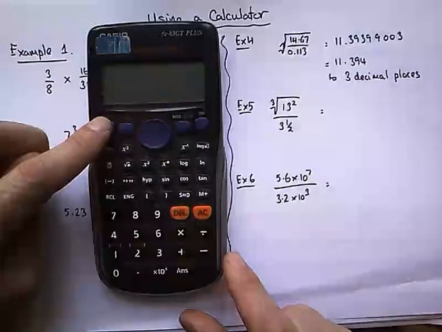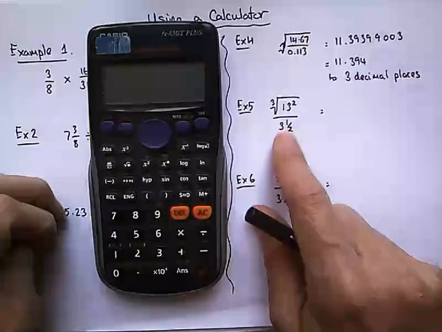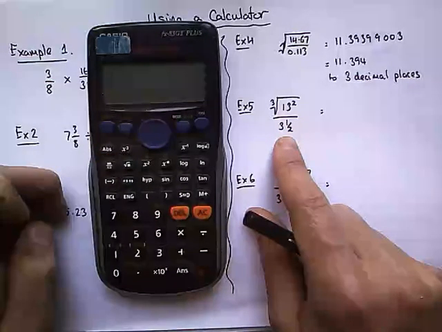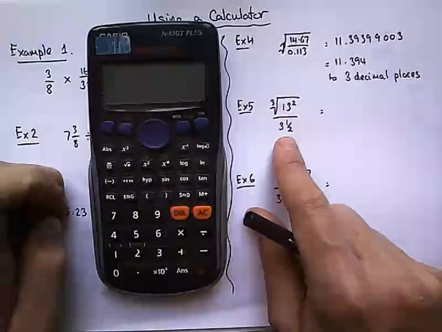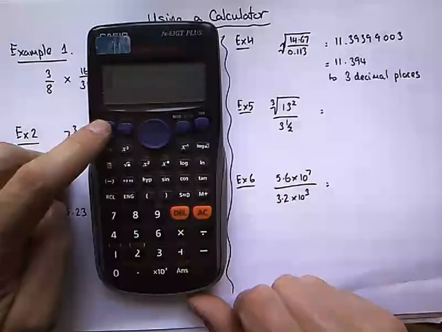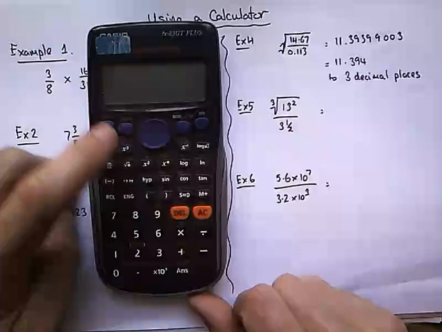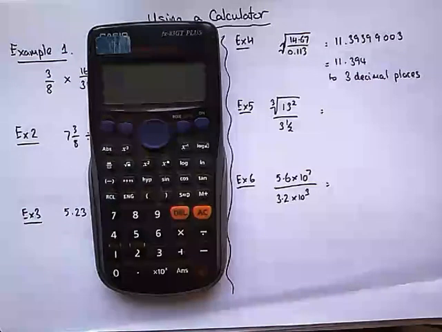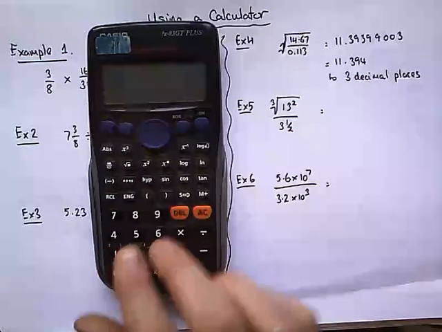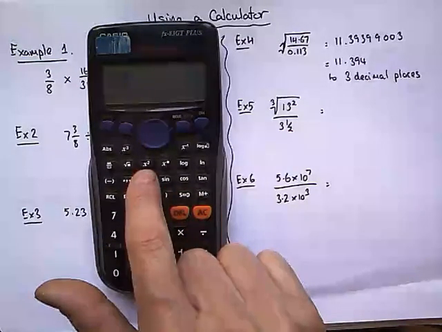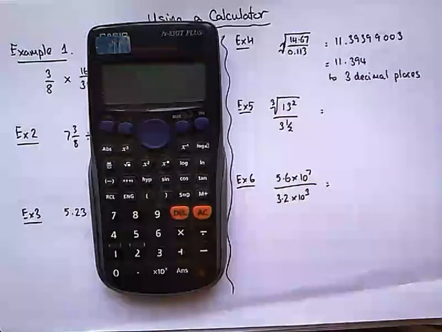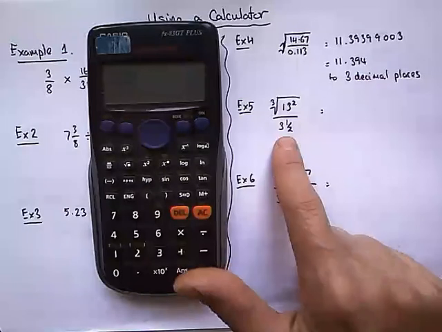First of all, we have a fraction going on. So we need our fraction. So let's press the fraction button. Then on the top, I want my cubed root. So I press shift and the square root button, and that will bring up my cubed root. In that cubed root, I have 13 squared. The squared button is here. Okay, so that's 13 squared. On the bottom, I just have 3.5.